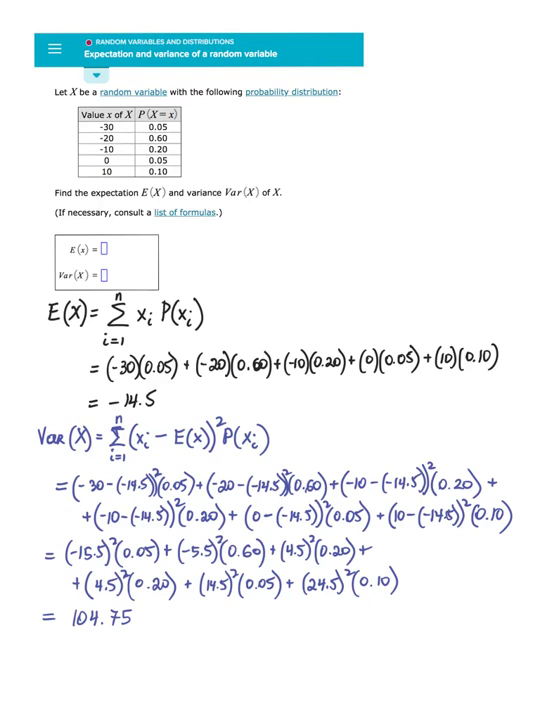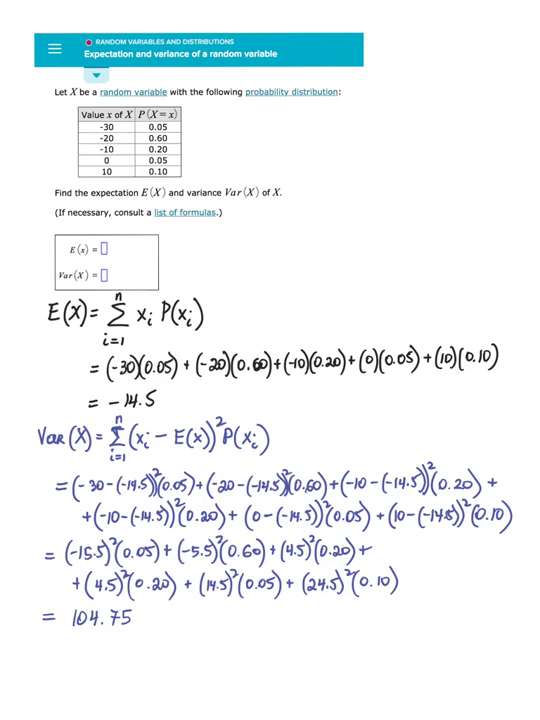In this video, we will see how to compute the expectation and variance for a random variable. Let X be a random variable with the following probability distribution. Value x of a random variable X can be -30, -20, -10, 0, and 10, and the corresponding probabilities of those x values are 5/100, 60/100, 20/100, 5/100, and 10/100.